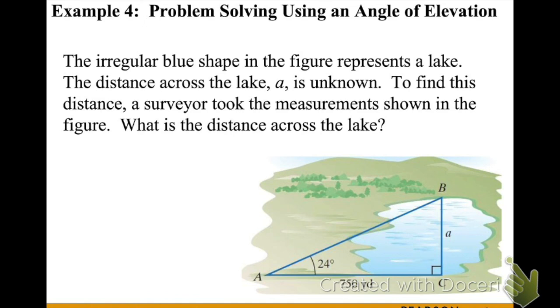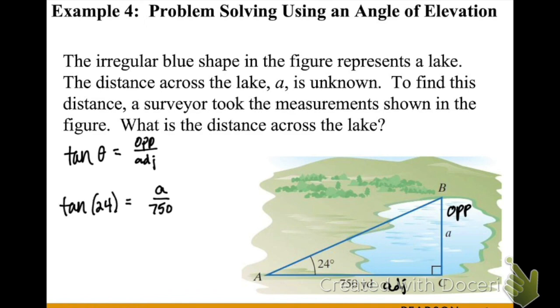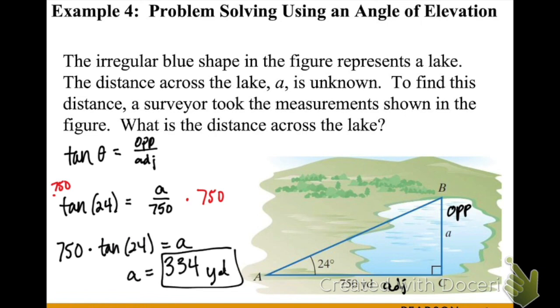So first of all, I'm going to start by labeling my sides as opposite and adjacent. And then I notice that I can use tangent, because tangent is opposite divided by adjacent. So we have tangent of 24 equals A over 750. To get A alone, I'm just going to multiply the 750 to the other side. And then I can plug that in my calculator. I get 334 yards. I rounded to the nearest whole number. The problem didn't tell me what to do, but make sure you read that in your problems on your homework and your test to know what to round to.